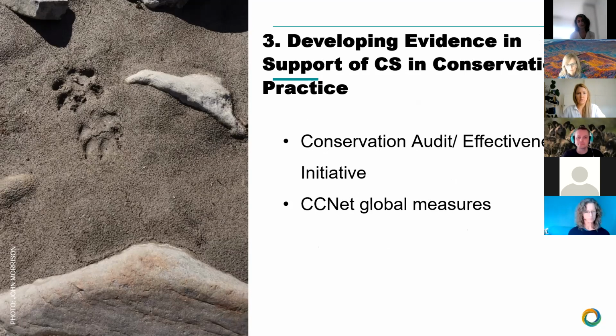So we've got things like a conservation audit tool, and organizations that use that can get a sense of how their program and how their organization is doing. CCNet also has some measures of how that's doing. Of course, we want to get better at that, about how we know the quality of our conservation practice, and there's an initiative also to keep it improving in that area.